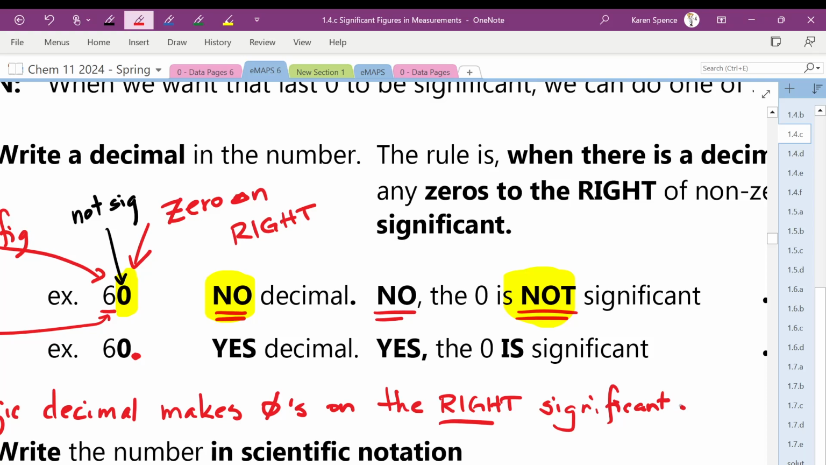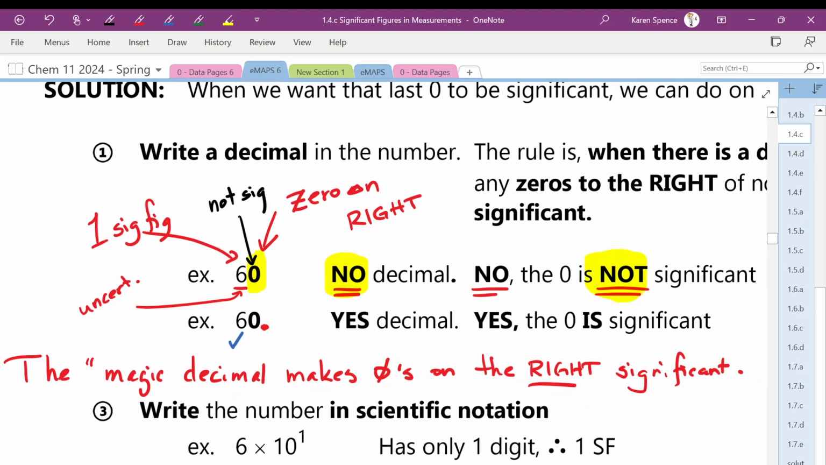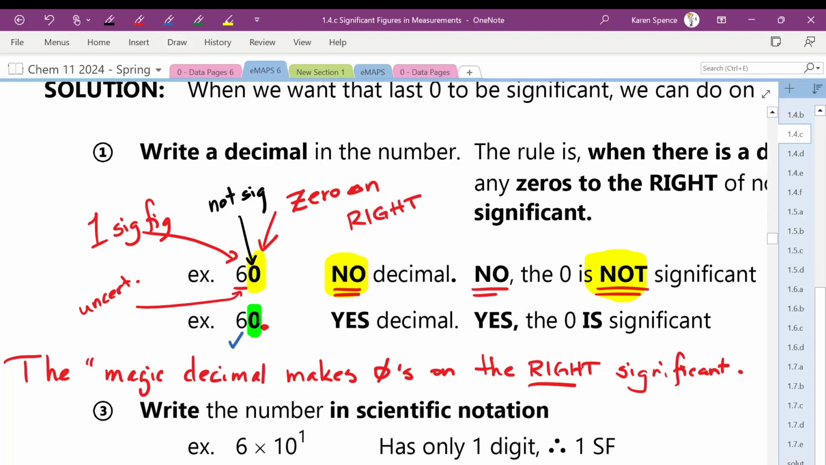So I look at this and I say, I've got a 6, so that's definitely significant, right? My 6 is definitely significant. How about that 0 that I've highlighted in green? Is it significant? Yes. I say, yes, I have a decimal. So yes, that 0 on the right is significant.